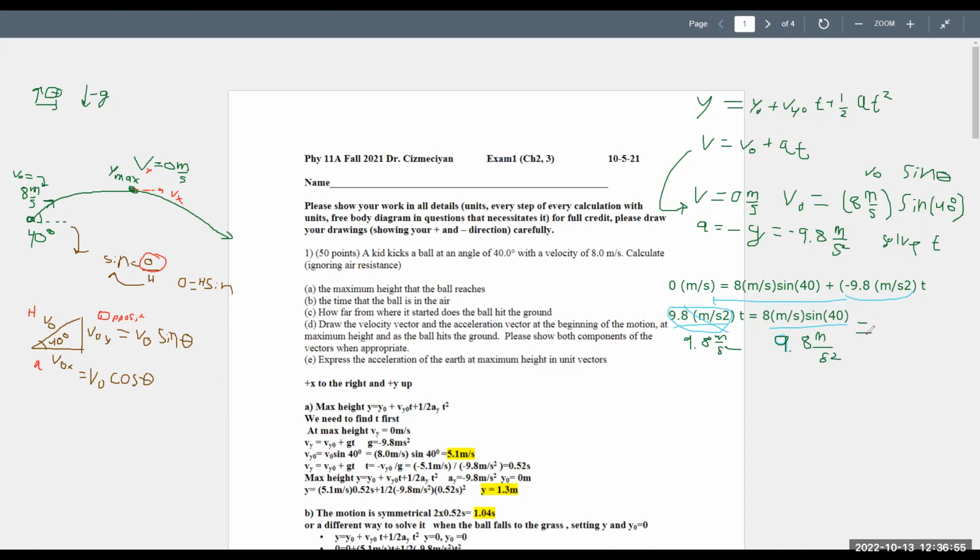And that should give you your seconds. Which I got 0.525-ish. Yeah. So what did you get?